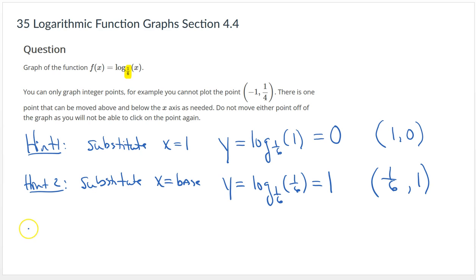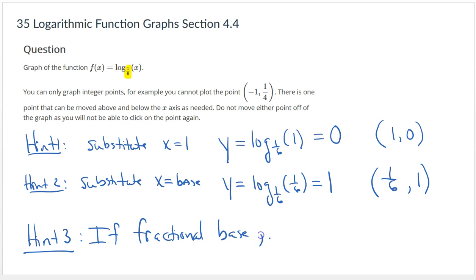So I have a third hint, and this third hint really only applies if you have fractions, like in this case. So if you have a fractional base, substitute in the reciprocal. Okay, well, what's the reciprocal? The reciprocal of the base. So the reciprocal of 1/6 is 6. So I'm going to substitute x equals 6 into this problem.